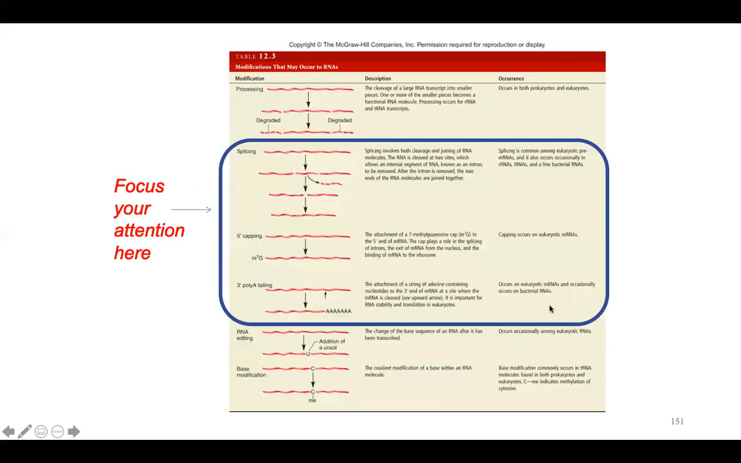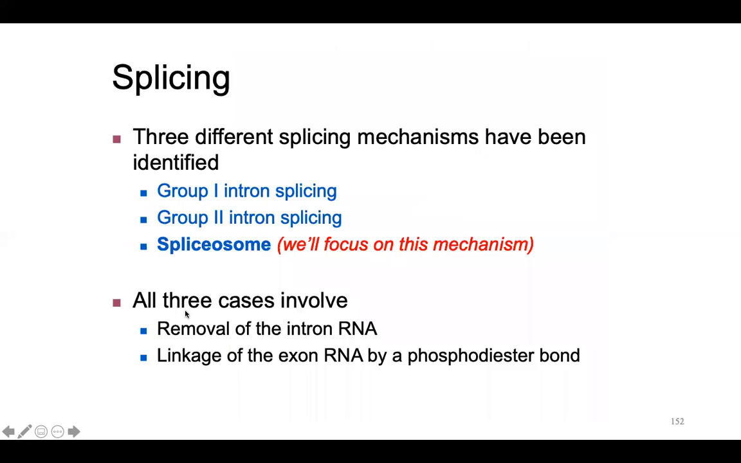So try to focus your attention here. Modification of RNA can occur through degradation of RNA, splicing, 5' capping, poly-A tailing, RNA editing, or base modification. But these three are the most commonly studied in eukaryotes. So we have splicing, the 5' capping, and the 3' poly-A tailing. For splicing, we have three different splicing mechanisms that have been identified. We have the group 1 intron splicing, group 2 intron splicing, and the spliceosome. We will focus on the spliceosome.